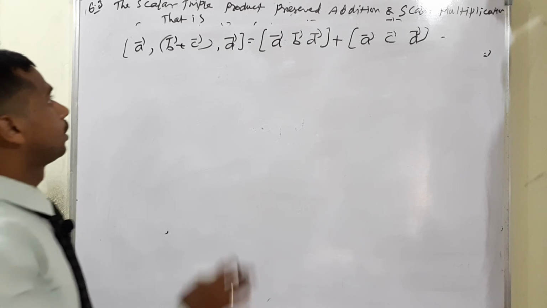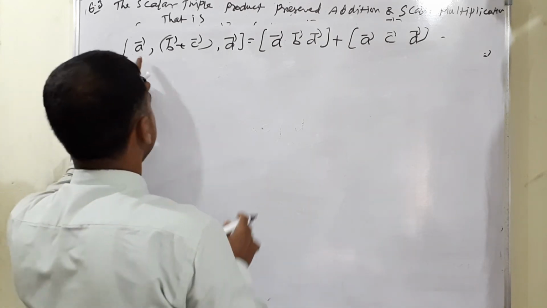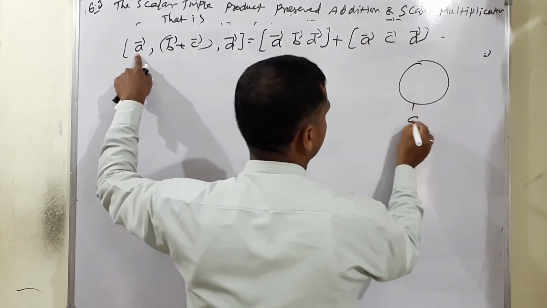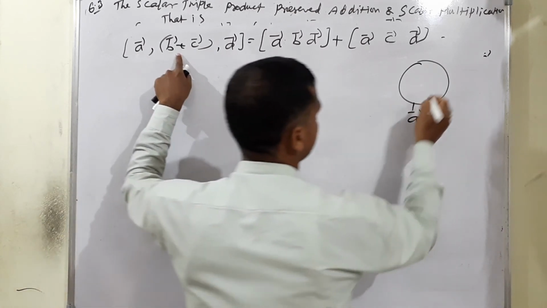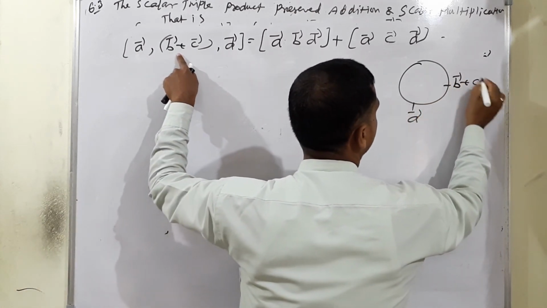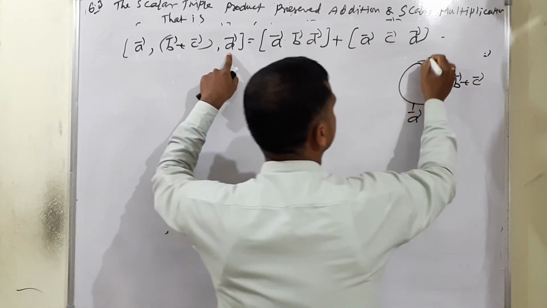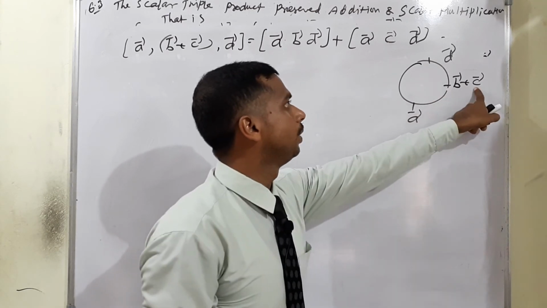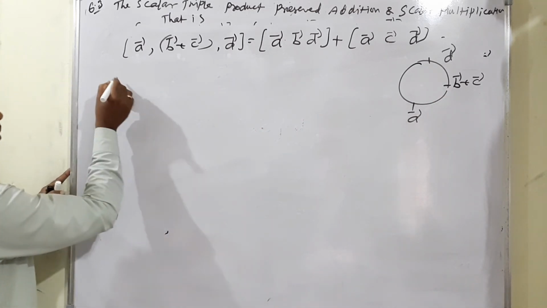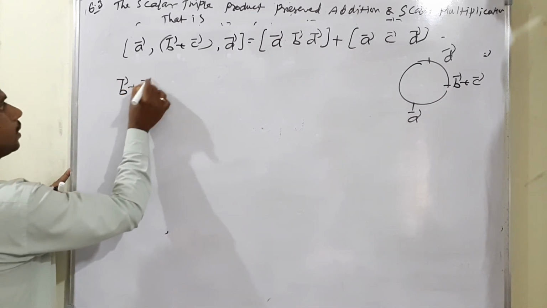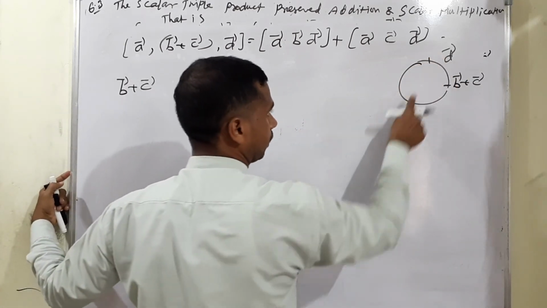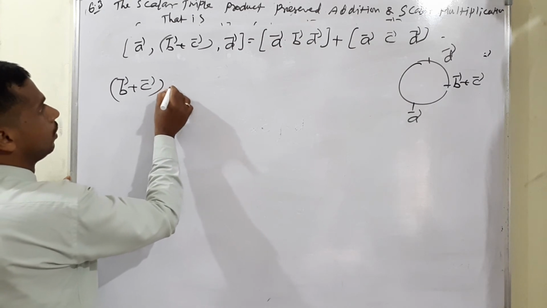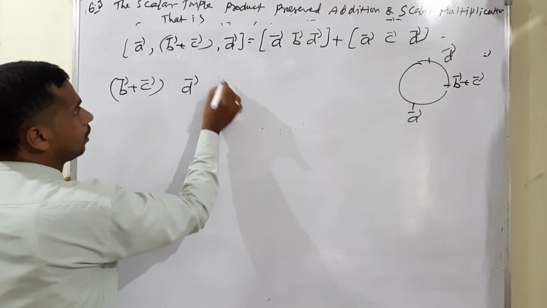The scalar triple product means, look at there, if you have one circle starting with A, this is considered for A vector, the second condition B vector plus C vector, and the third one for D vector, counterclockwise. Starting with B vector plus C vector, next you have to write D vector, then only you have to write A vector. So D vector, A vector.